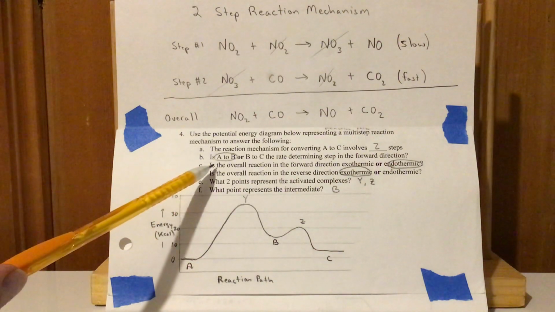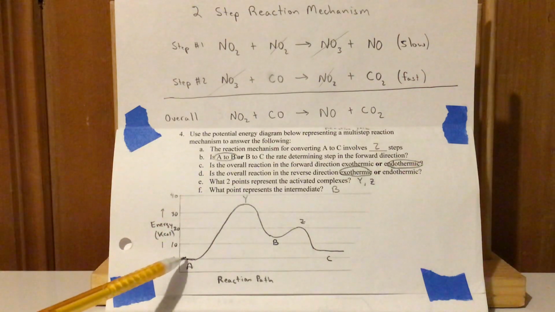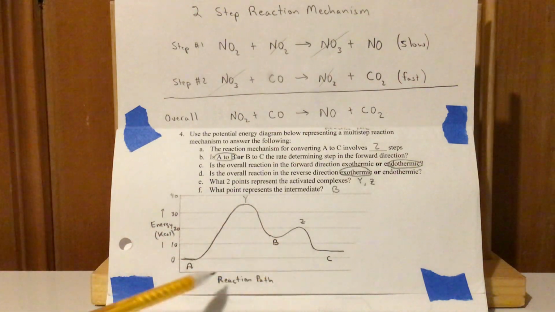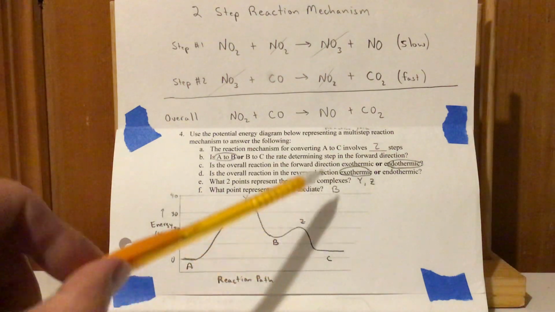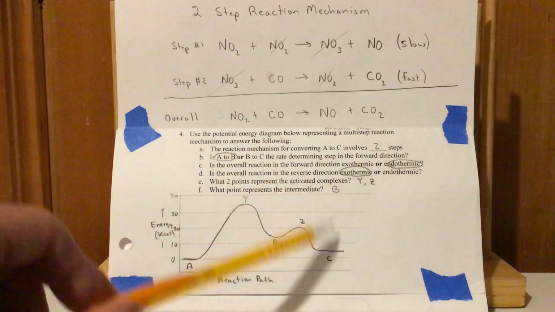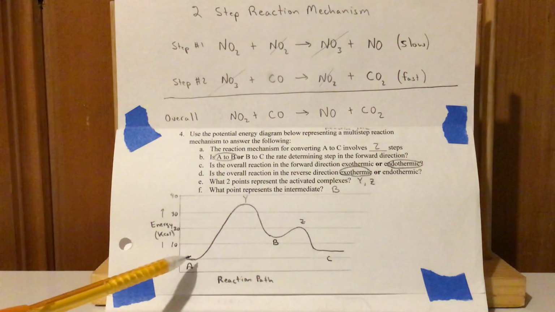Is the overall reaction in the forward direction endothermic or exothermic? Going from lower to higher, A is at 0, C is at +5, so it's endothermic in the forward direction. Letter D would be exothermic in the reverse direction, going from C to A.